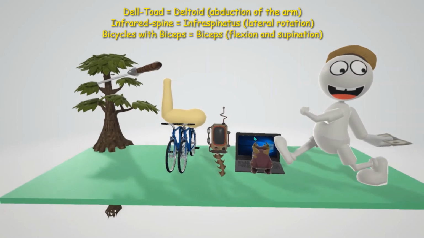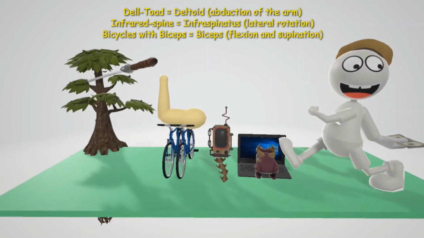Then we note over here this infrared machine thing on a spine to help us remember the infraspinatus. Infraspinatus is responsible for lateral rotation, and thus there's going to be a decreased lateral rotation, and the arm will remain medially rotated.